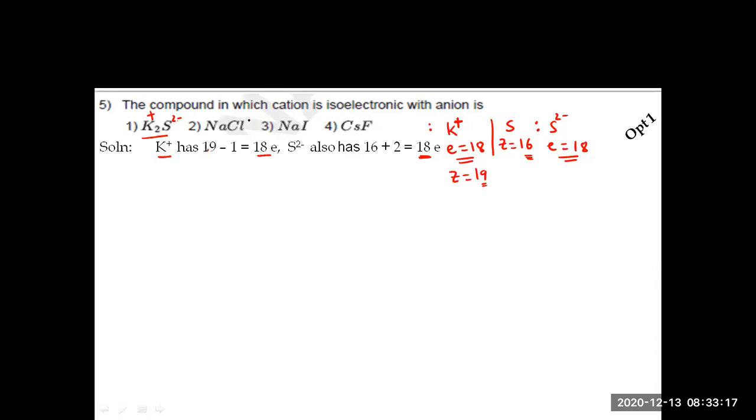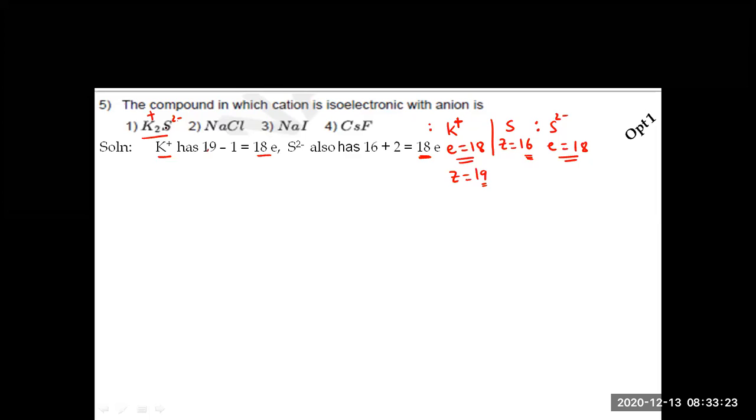So isoelectronic means having the same number of electrons. So K+ has 18, sulfide also has 18. So both of them have 18 electrons. Therefore, they are isoelectronic to each other.